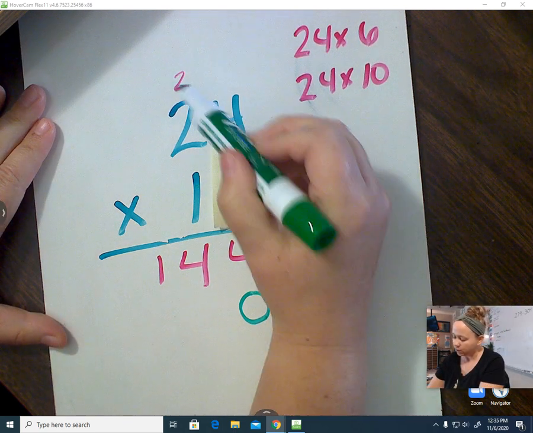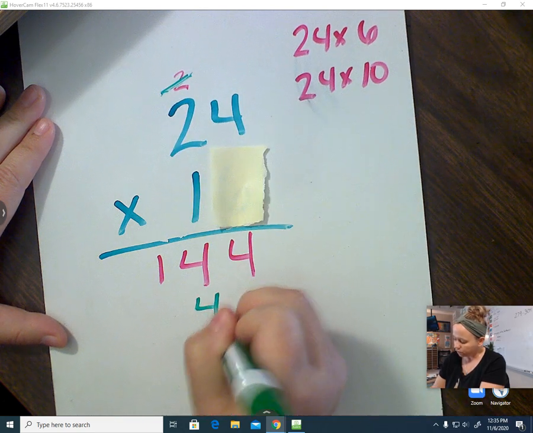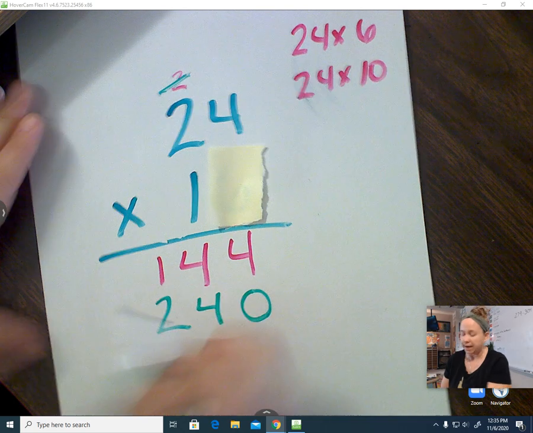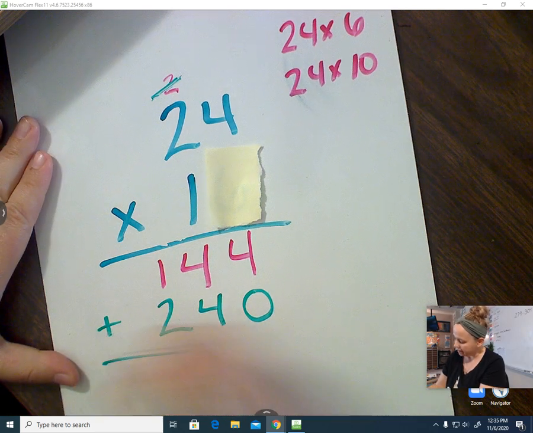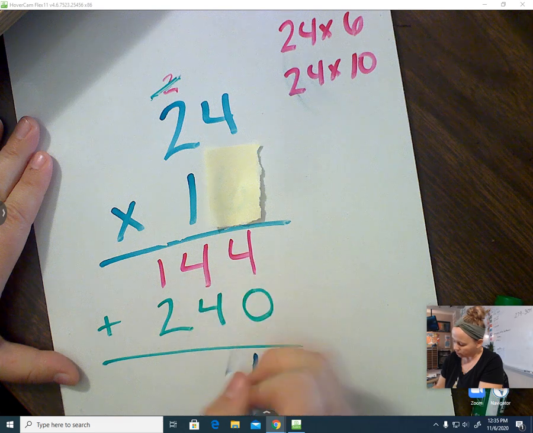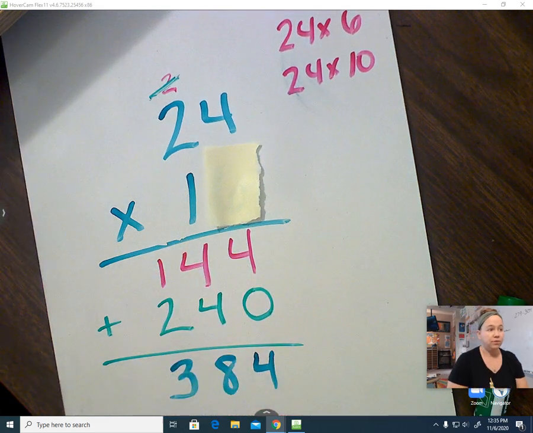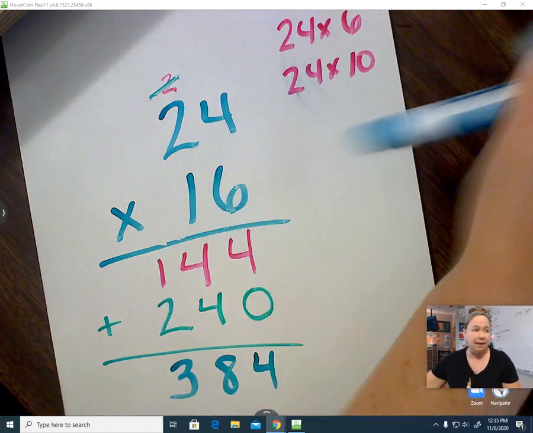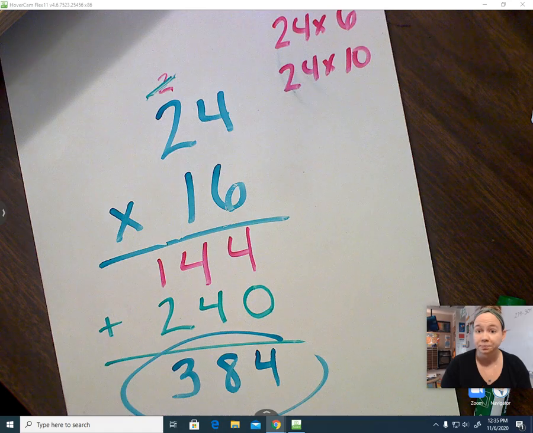1 times, oh, and I don't want to forget to cross that out or erase it. 1 times 4 is 4. 1 times 2 is 2. All right, I broke it apart. I multiplied it. It's time to put it back together. So we're going to add. 4 plus 0 is 4. 4 plus 4 is 8. 1 plus 2 is 3. So 24 times 16 is 384.